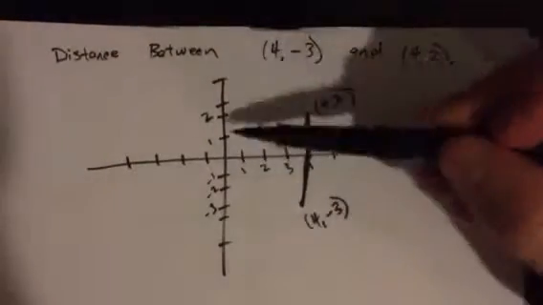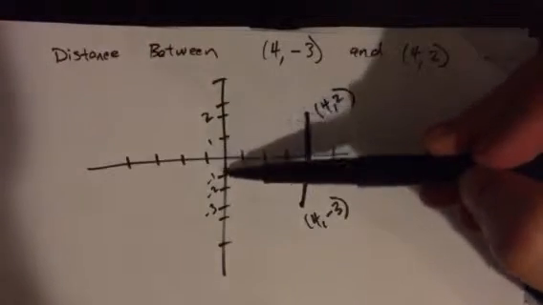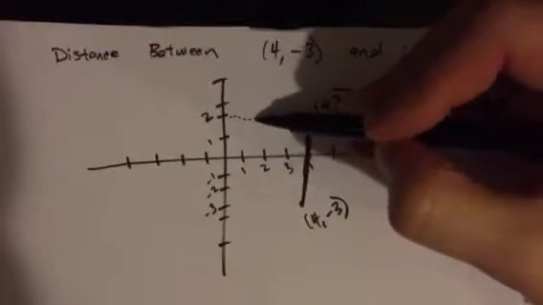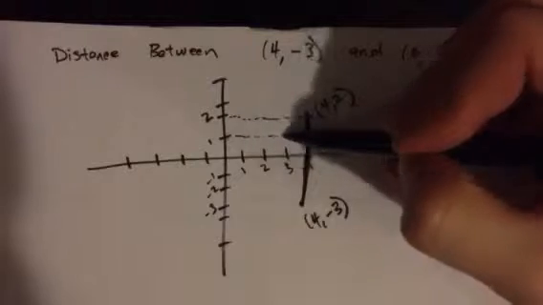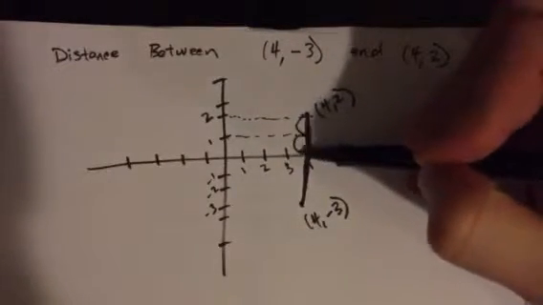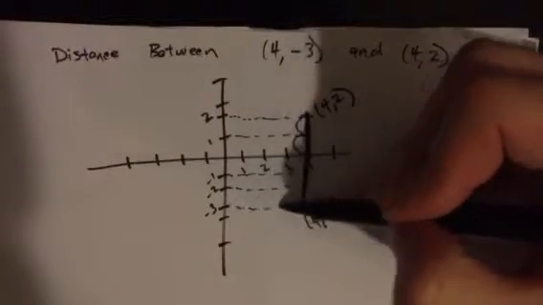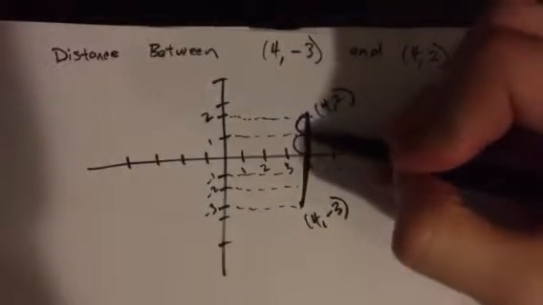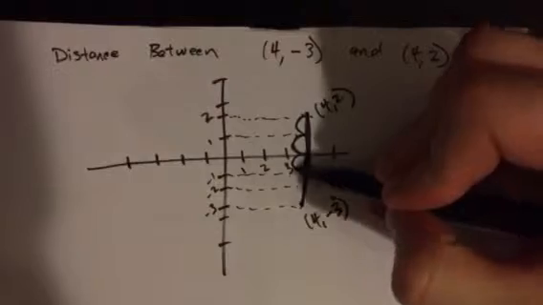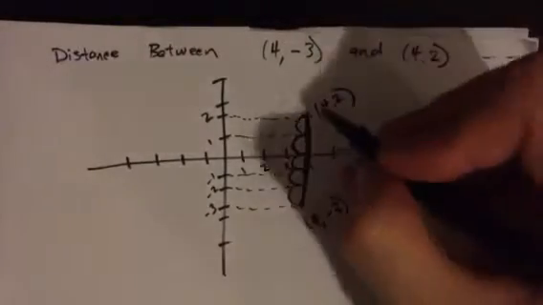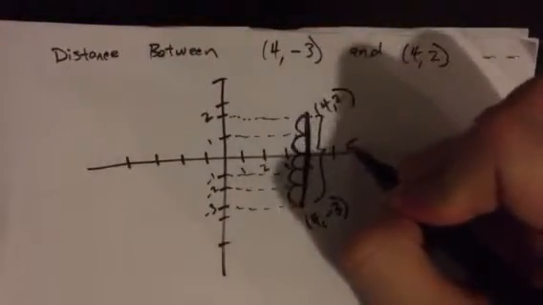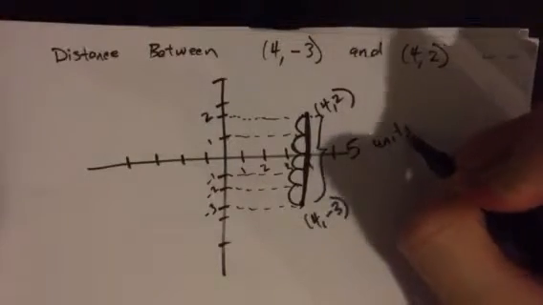I can look at how many tick marks I moved down my line. So here I started just right there, and then I went down 1, 2, and then here I have another one, and another one, and another one. So this is 1, 2, 3, 4, 5 total spaces. So this would be 5 units in distance.